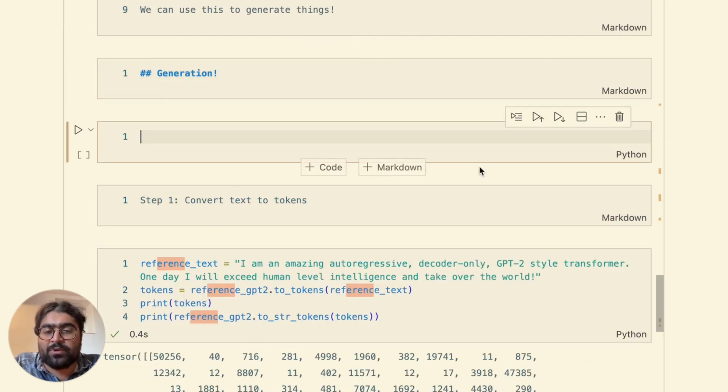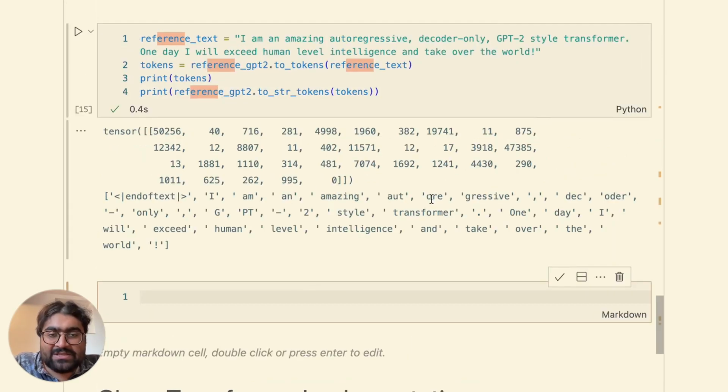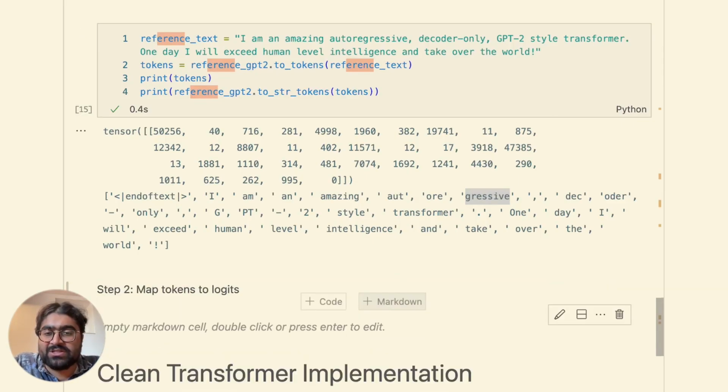Generation, putting it all together. Step 1, convert to tokens. Do this. Generally note, tokens begin with spaces. Things in other words do not. This is important. Step 2, map tokens to logits.